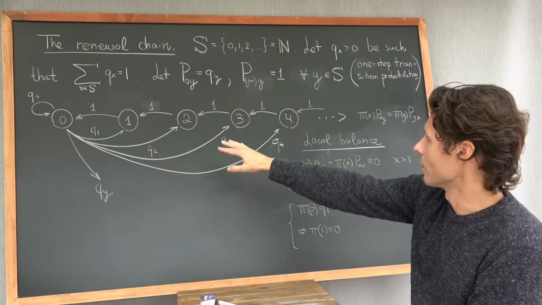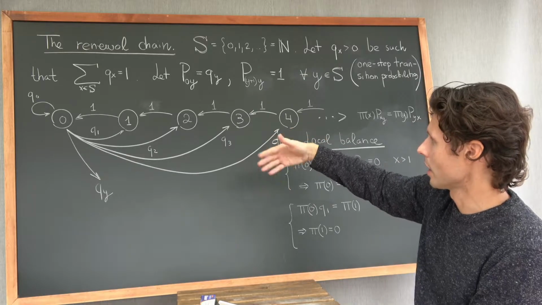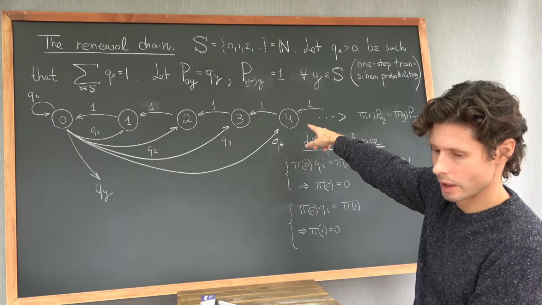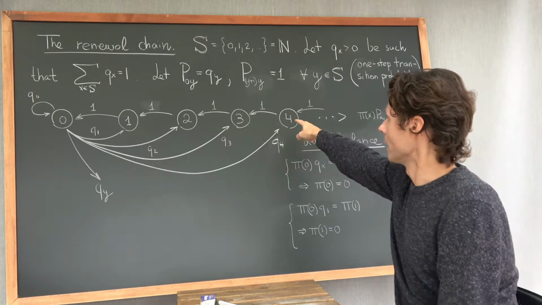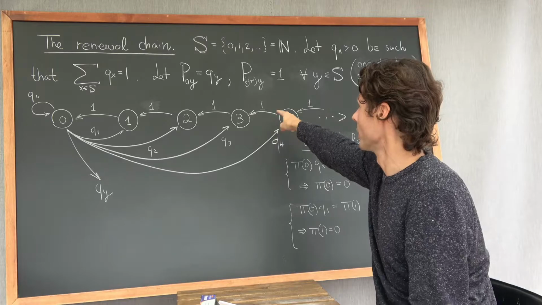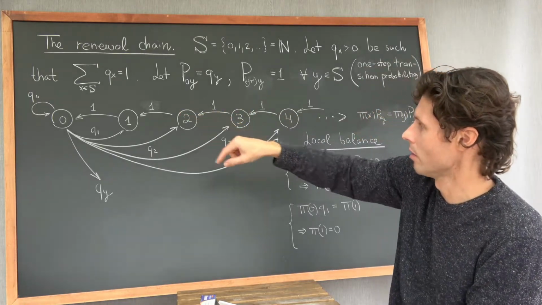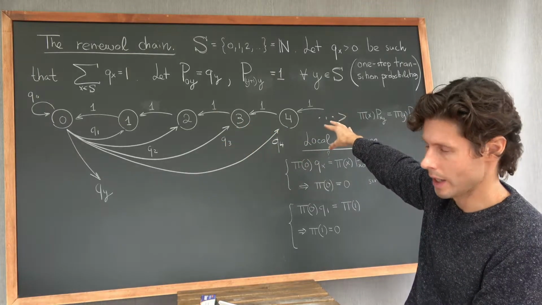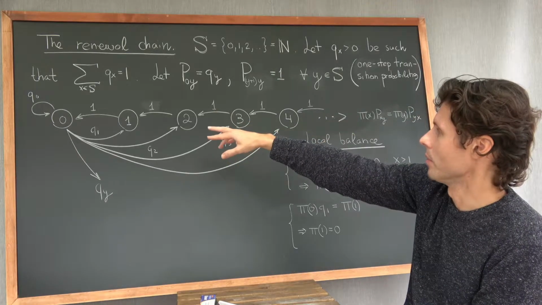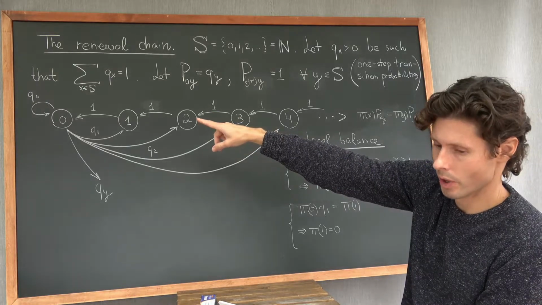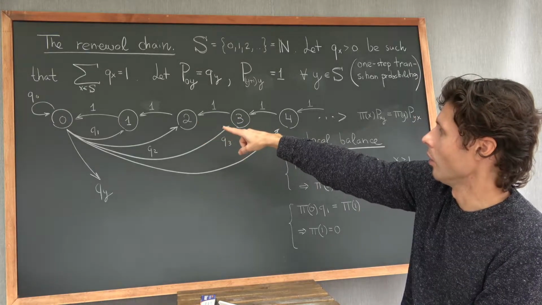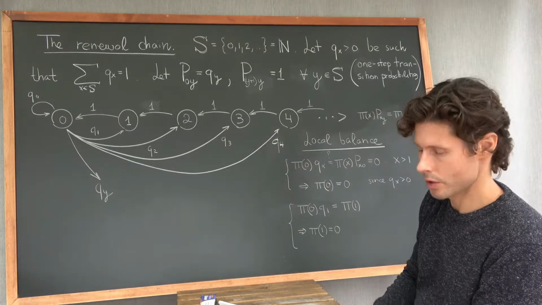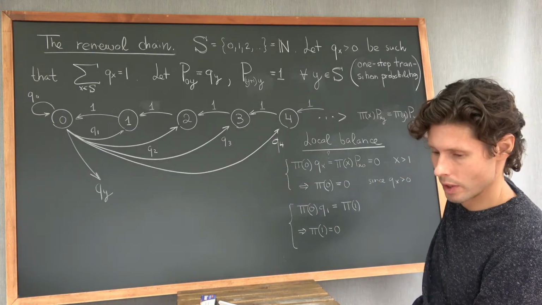But I listed enough of the states to get a feel for what's happening, and you can see that from every number greater than or equal to 1, we take a deterministic step down. So from 4 we go to 3, we go to 2, we go to 1, we go back to 0. And then from 0, there are all these possible transitions to any state. We start from 0, we can go back to 0 using q_0. We can go to state 1 with probability q_1. We go to state 2 with probability q_2, and so on and so forth, and this goes out to an infinite number of states.